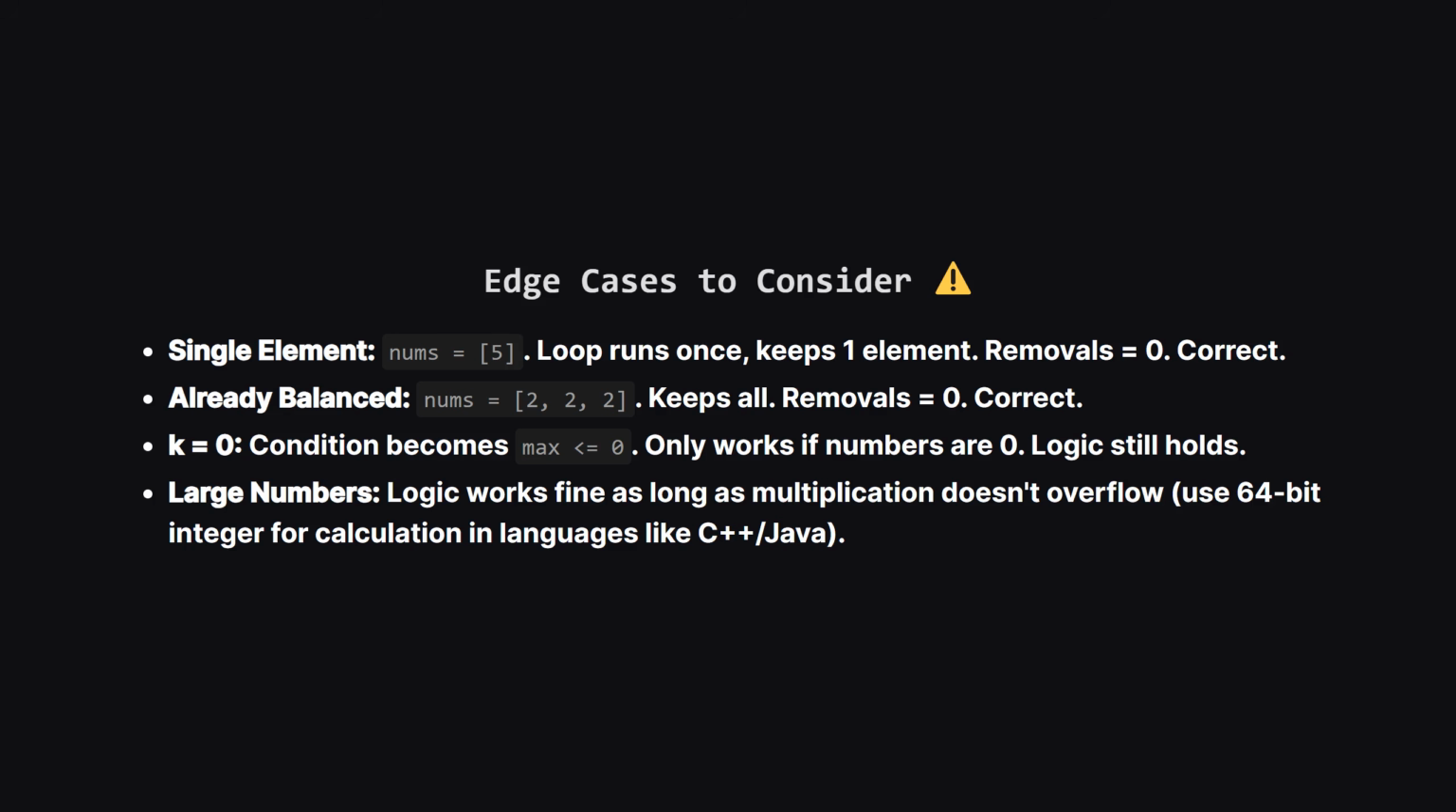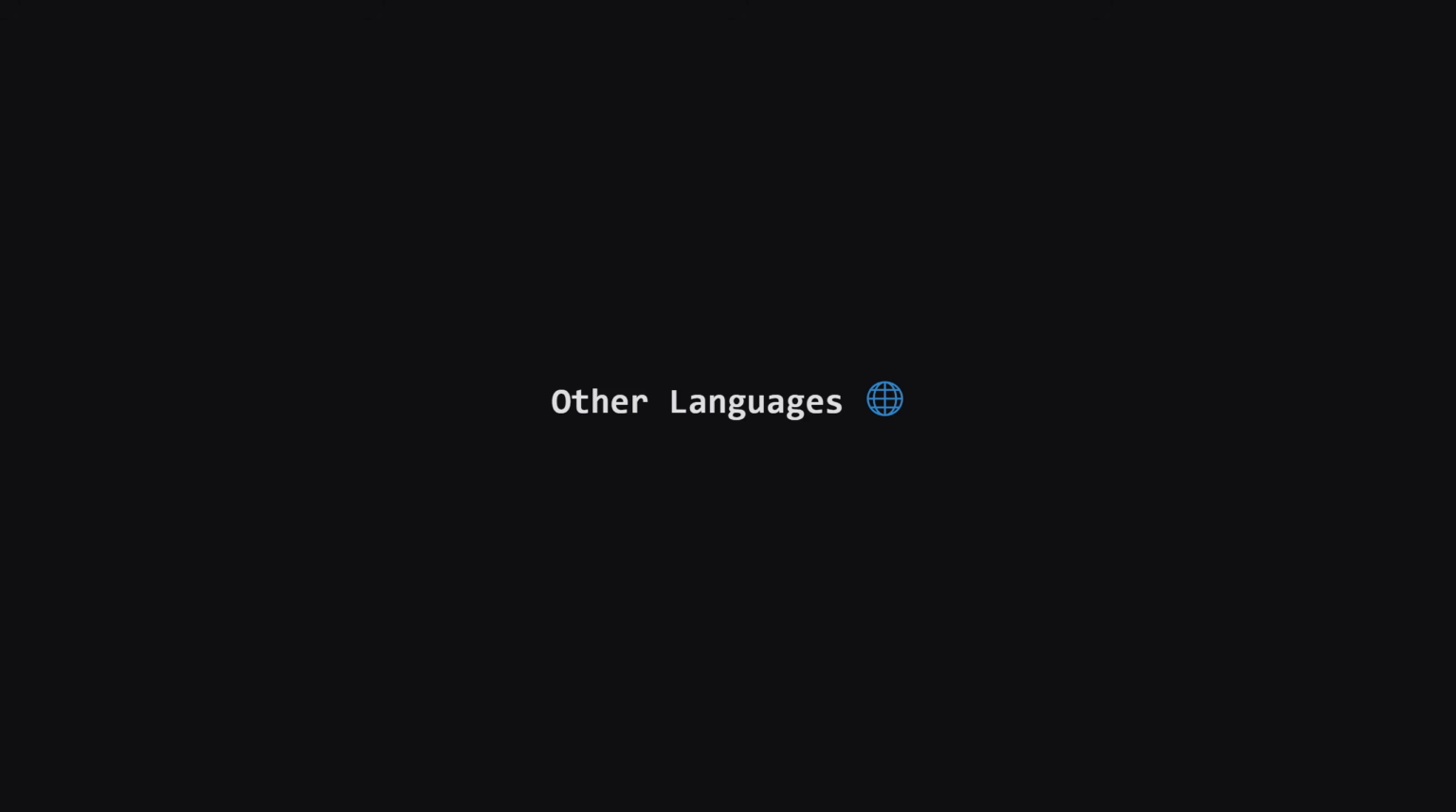Before we assume we're done, let's double-check some edge cases. What if the list has only one item? The loop runs, finds a window of size 1, and returns 0 removals, which is correct because a single element is always balanced. What if k is 0? The math still holds. We just check if the max is less than or equal to 0. Also, in strongly typed languages, be careful with the multiplication. If the numbers are huge, min times k might overflow a standard integer, so we should use a long type for that calculation. Alright, that covers the main solution in Python.